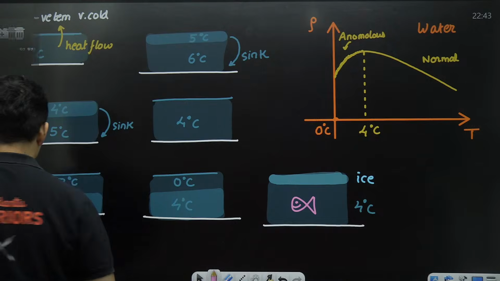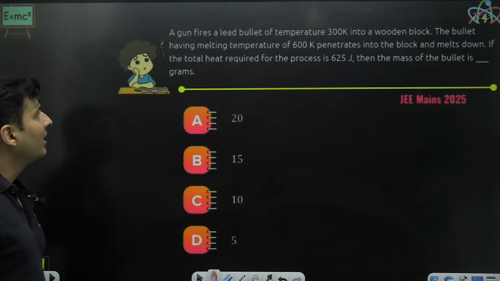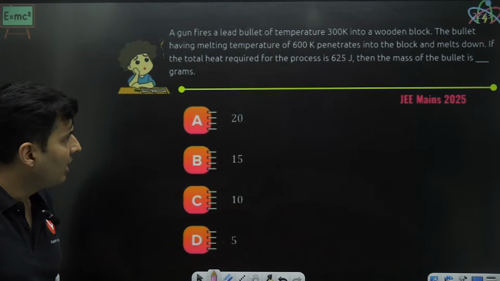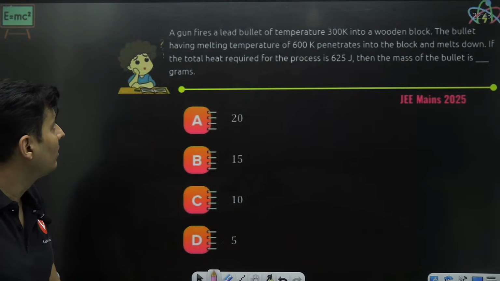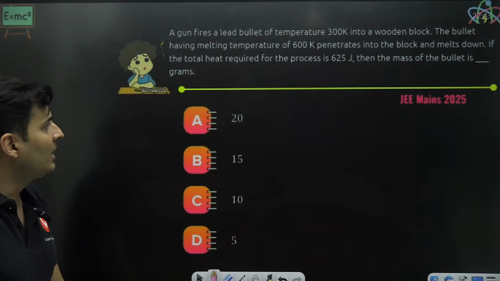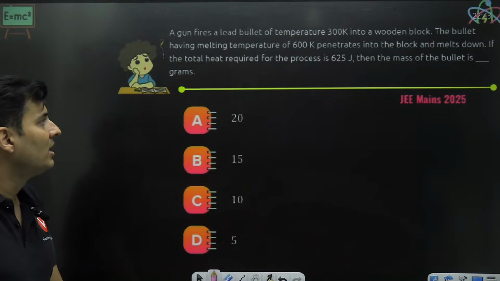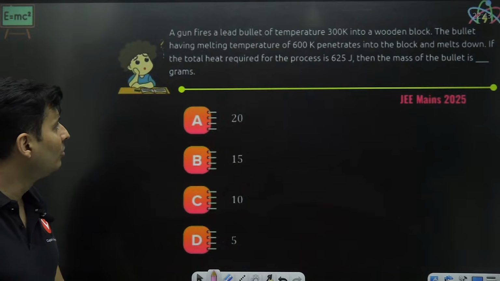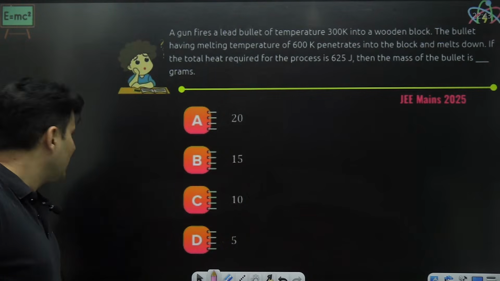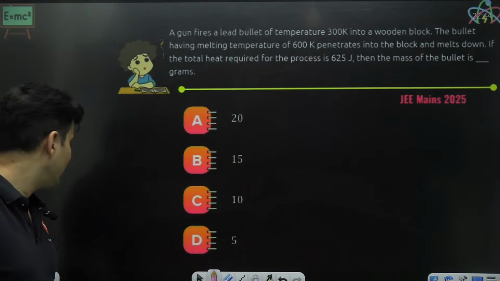Yeah, perfect. Let's go to some questions coming up on your screen. Here it is. A gun fires a lead bullet of temperature 300 Kelvin into a wooden block. The bullet, having a melting temperature of 600 Kelvin, penetrates into the block and melts down. If the total heat required for the process is 625 joules, the mass of the bullet is? JEE Mains 2025. Options are 20, 15, 10, 5.